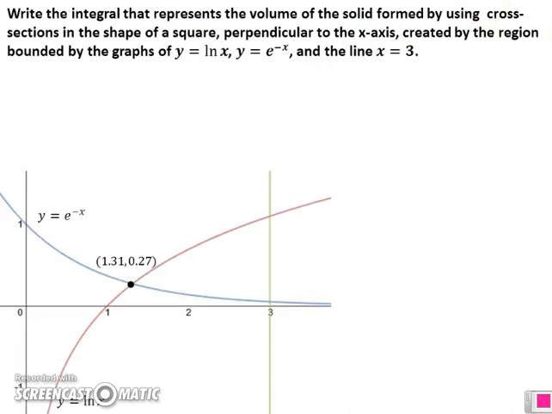So let's draw a picture. That's always the first thing to do. So y equals the natural log of x is the red one, e to the negative x power is the blue one, x equals 3, and here's our bounded region. Here's the point of intersection that keeps them together. So we're talking squares that are perpendicular to the x-axis.